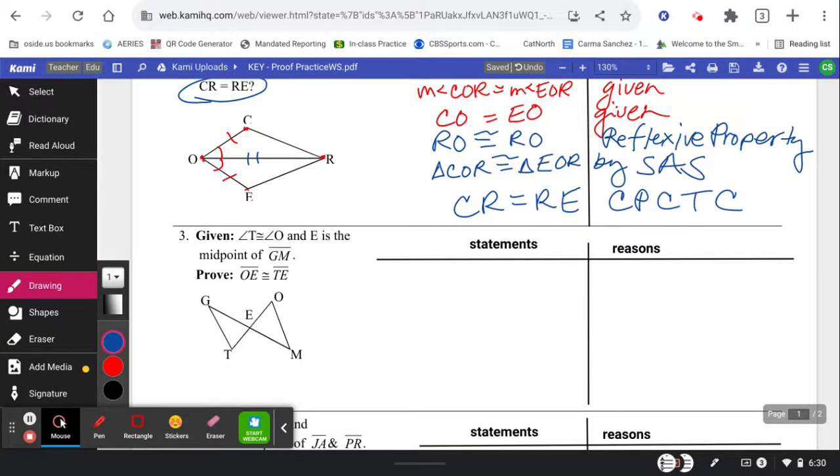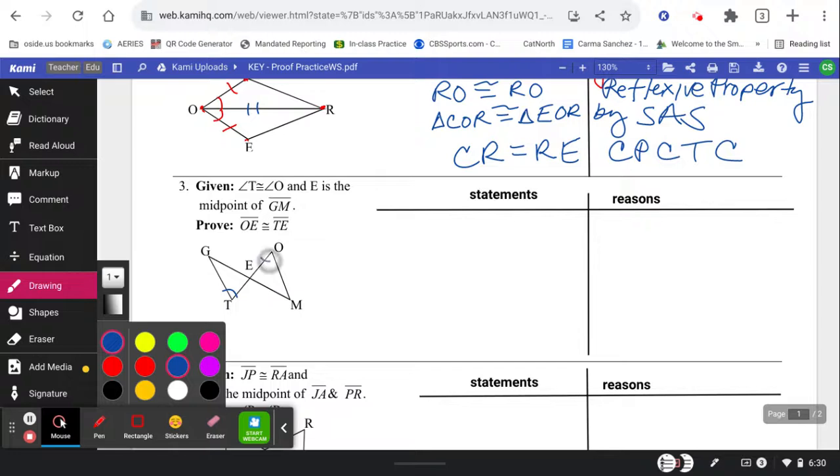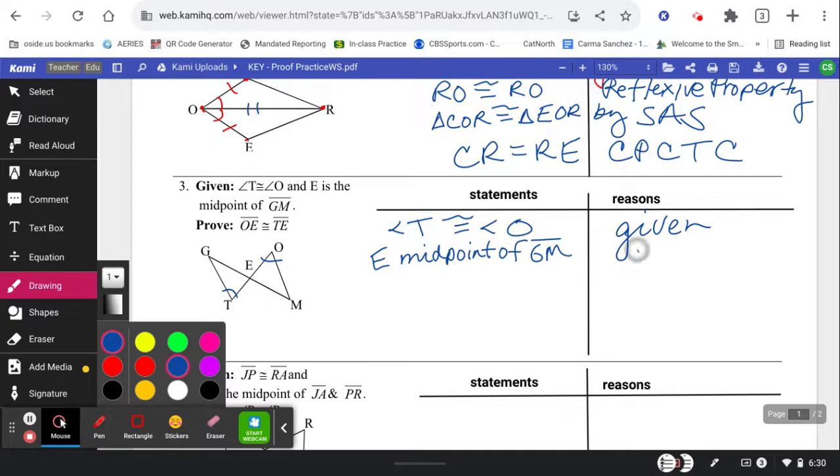Okay, pause this next video and try it. See how far you can get before you try it on your own with this video. Okay, start with the givens. Measure of angle T, measure of angle O are congruent. E is the midpoint of GM. Given.